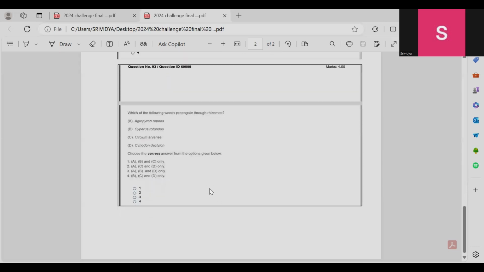Then the last question ID, 60009. Which of the following weeds propagate through rhizomes? Agropyron repens, Cyperus rotundus, Cirsium arvense, and Cynodon dactylon. Actually, all four propagate through rhizomes. The key given was only A, B, C correct. But Cynodon dactylon also propagates through rhizomes. So A, B, C, D are correct, and this question also can be claimed.